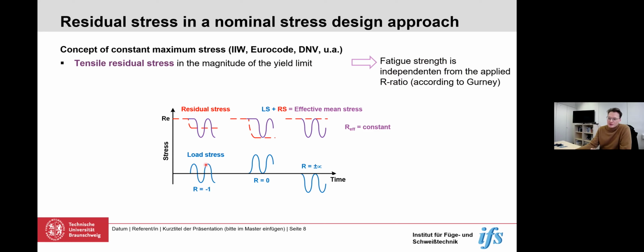So you have a nominal load stress that you apply during your test. You have an R ratio of -1 or 0 or whatever, but the resulting effective stress is always higher because you have such high residual stress. In the end, you may have some residual stress relaxation, but your upper stress during cyclic loading is always as high as the yield limit. And of course, with higher strength material, this may be higher.